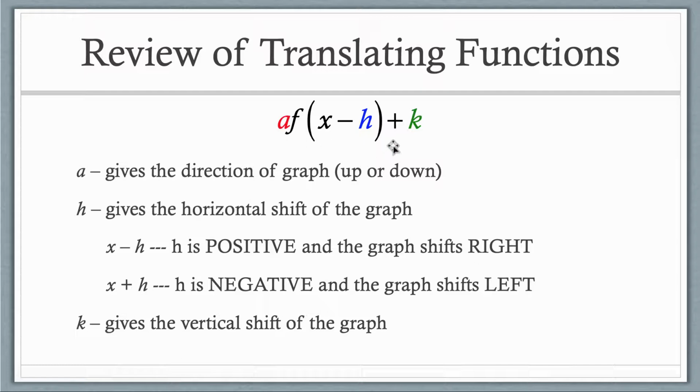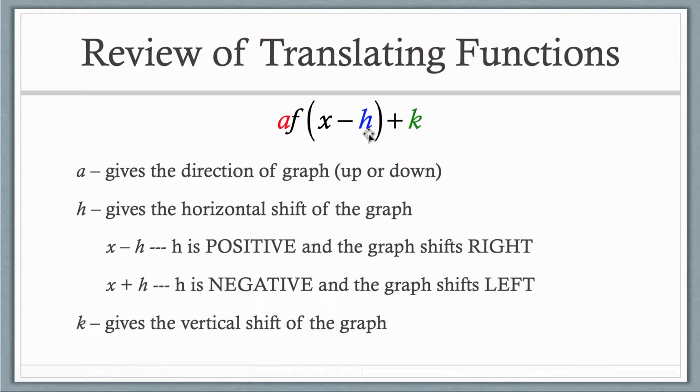So if it was a parabola and it was a positive a, we would be facing upward. If it was a negative a, it would be facing downward. Depending on the graph, it'll flip that direction. The value of h gives the horizontal shift of the graph.